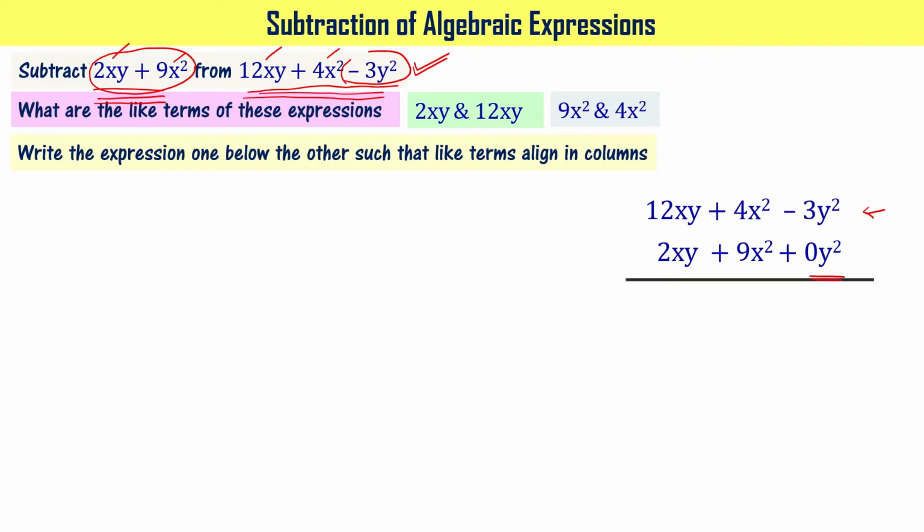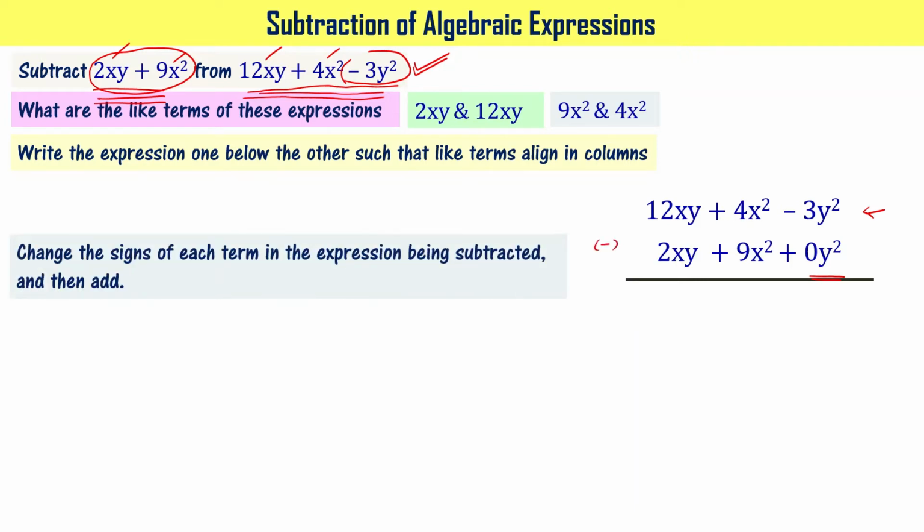Now let's subtract. When you want to subtract one expression from the other, the idea is that you have to change signs of each term in the expression being subtracted and then add. It means we have to change the sign of these terms in the expression below. 2xy is plus 2xy, that's why I have made it minus 2xy, and plus 9x square becomes minus 9x square, and 0y square becomes minus 0y square, right? Now you simply add them.